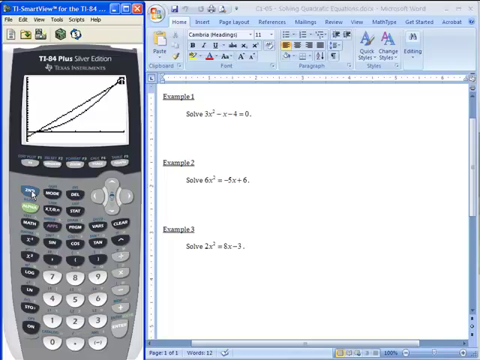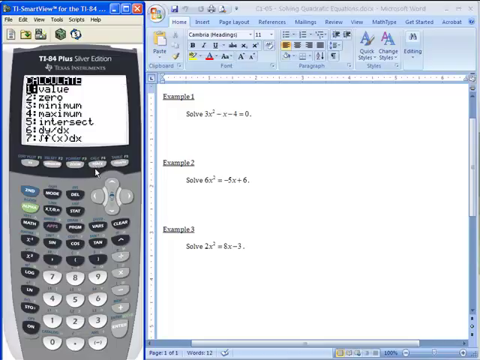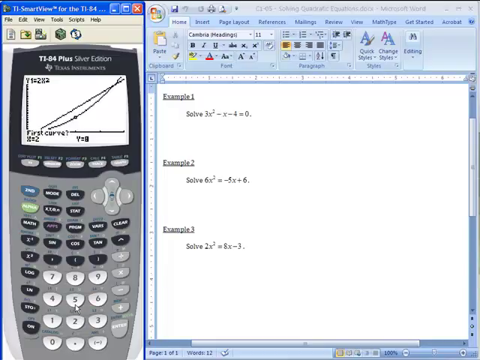To find an intersection, we press second and the trace key to get to that calc menu. And we choose option 5, intersection. And when we get back here, we're being asked what is the first curve. So what's one of the two curves that we want to find the intersection of? Right now we're on y1 equals 2x squared. That's one of them. So I'll press enter.